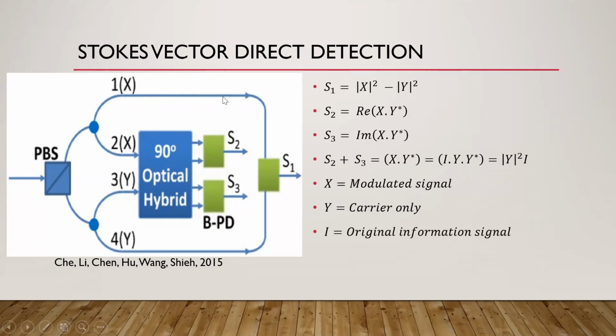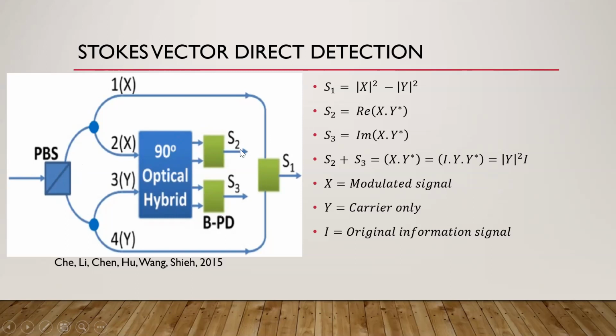And then on the top and the bottom, we've got the X and Y going into what's stated as S1 here, which is a balanced photodetector. And then in the middle, we've got X and Y going into a 90-degree optical hybrid and coming out to 2 further balanced photodetectors. So I'll have a look at how that works in a second.